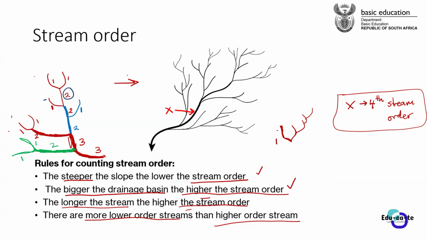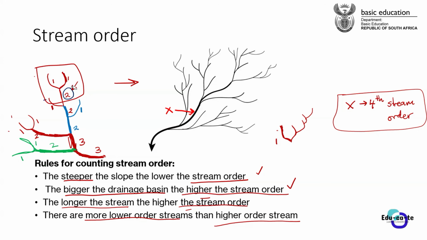Because the higher order streams are a combination of the lower order streams. If we compare these two, for example, we have a tributary, a first order stream, and another tributary, which is another first order stream. There are 2 of them, and they make one higher order stream. So there will always be fewer higher order streams than lower order ones. The lower order ones are the ones that add up to make the higher order streams. Does it make sense, guys? I think this is kind of obvious.